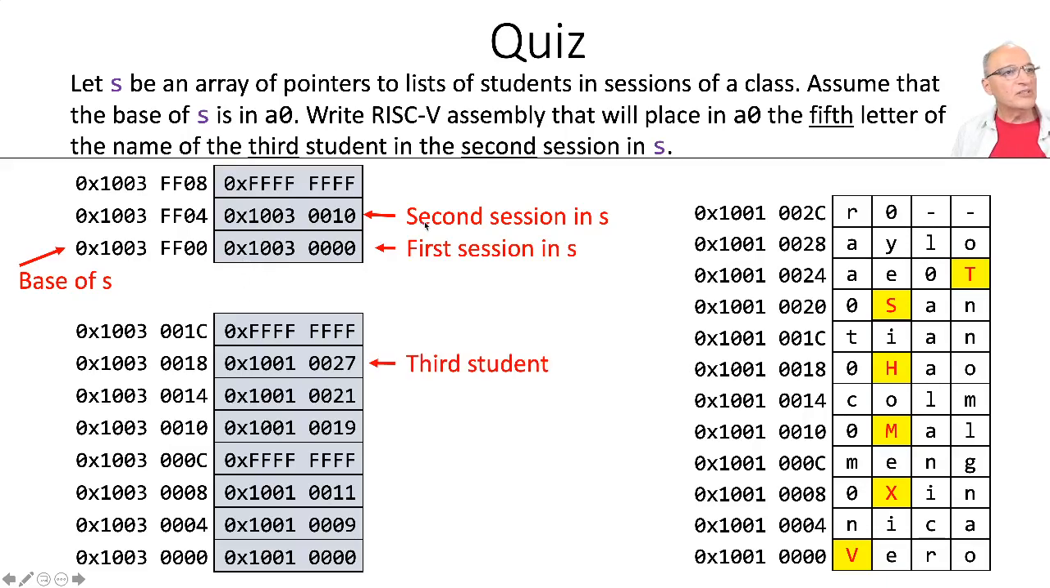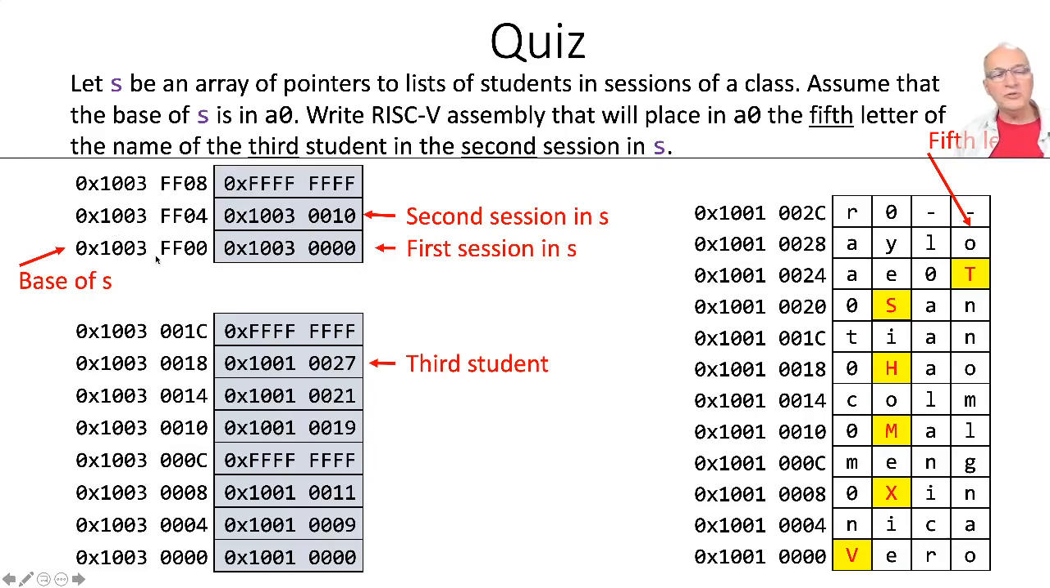So if I go to the second session in S, I want the third student. So this is the second session. This is the first student, second student. This is the third student. And then the third student is at that address. I want the fifth character of the name of that student. So this is the first, the second, the third, the fourth, the fifth character. So now that you have that specification, I suggest that you pause the video and you try to write the assembly code so that you can get that character into A0, given that you are given this address here.